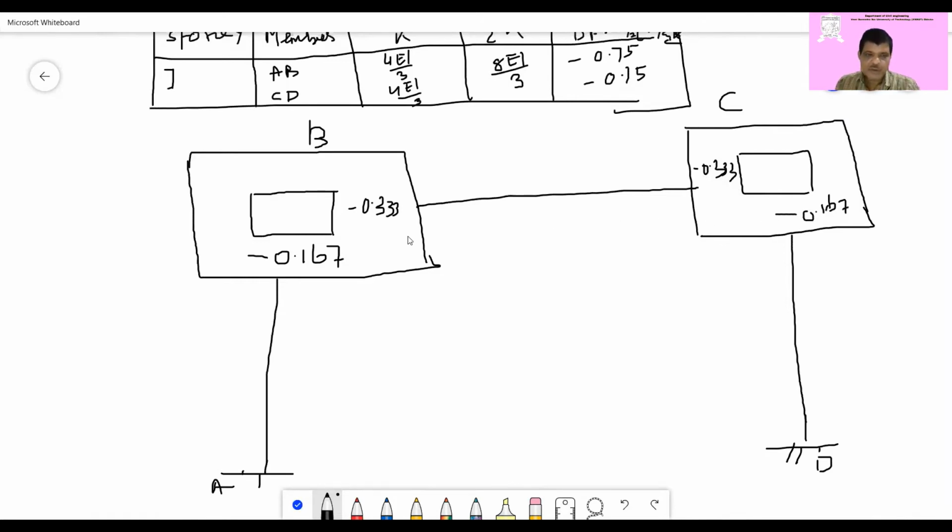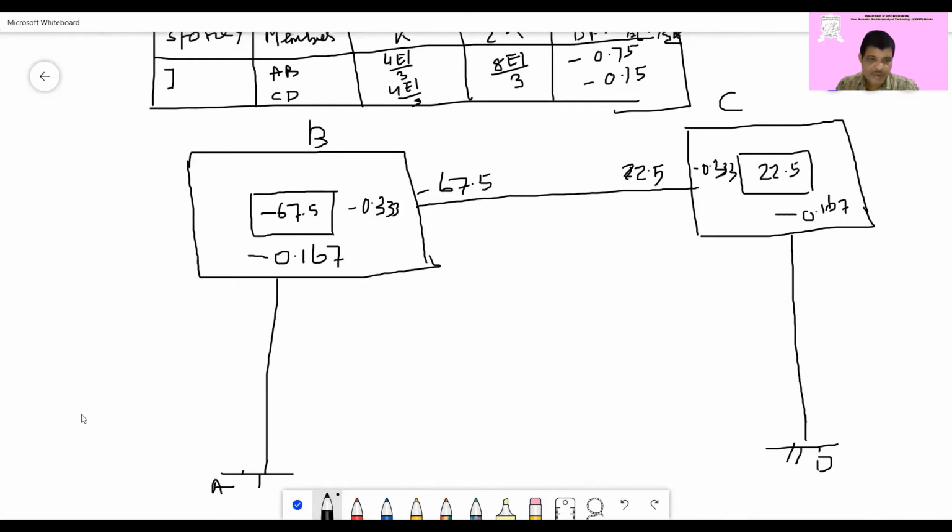What are the moments you have calculated? The moment here is minus 67.5, because you have the moment here minus 67.5. There is no other load anywhere, and here it is 22.5. Okay. So the fixed end moments at the joints we have to write down at the center. So it will be again 22.5. Summation of all the fixed end moments.